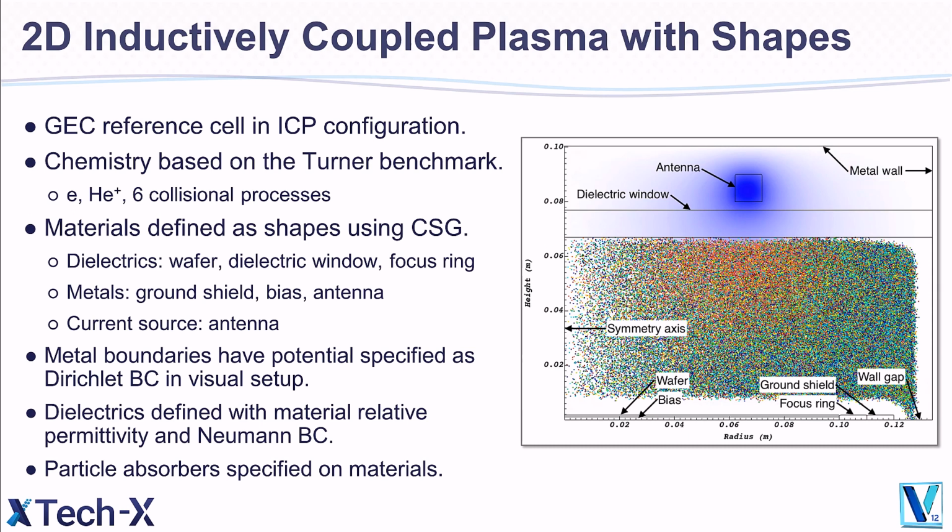And these metal boundaries have potential specified as Dirichlet boundary conditions, a visual setup. Dielectrics are defined with the material relative permittivity and Neumann boundary conditions automatically in the code. And particle absorbers are specified on all materials.